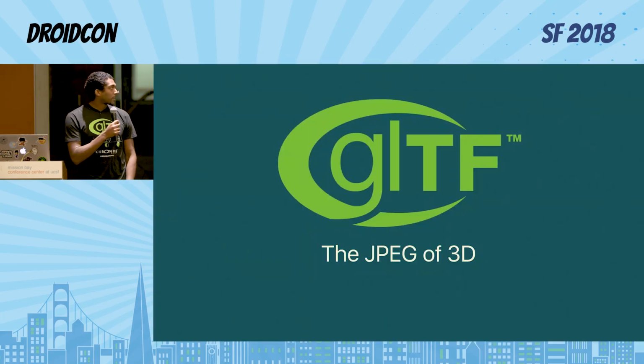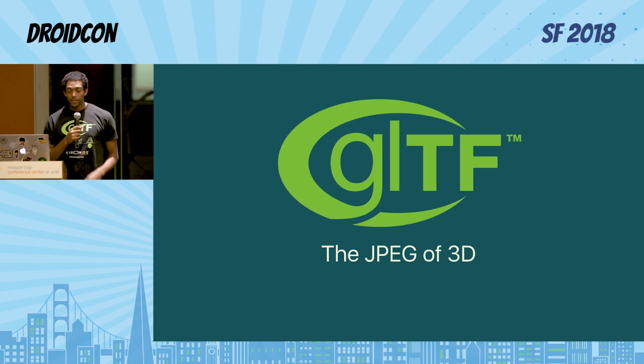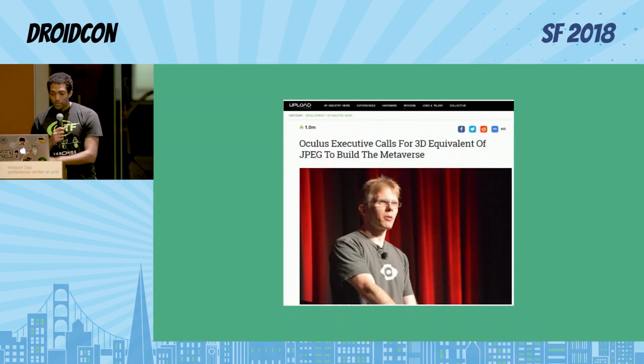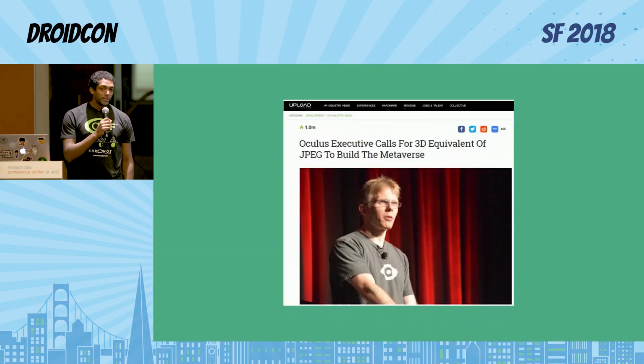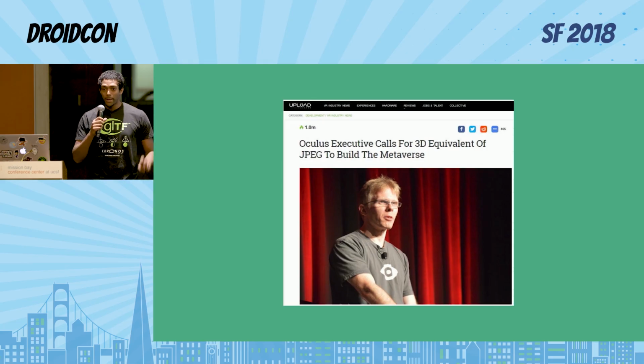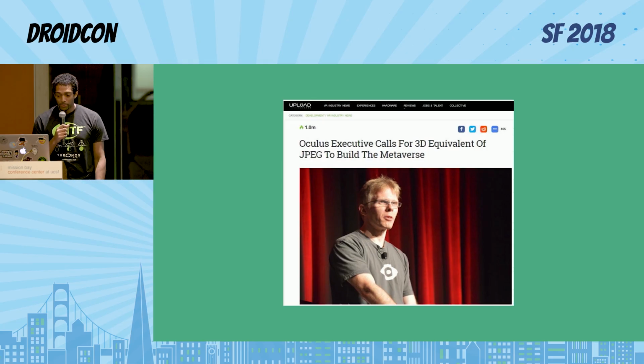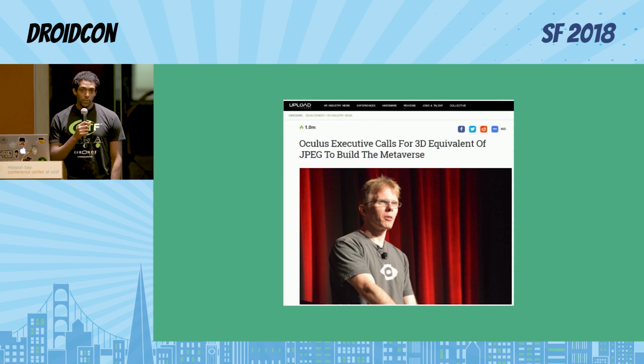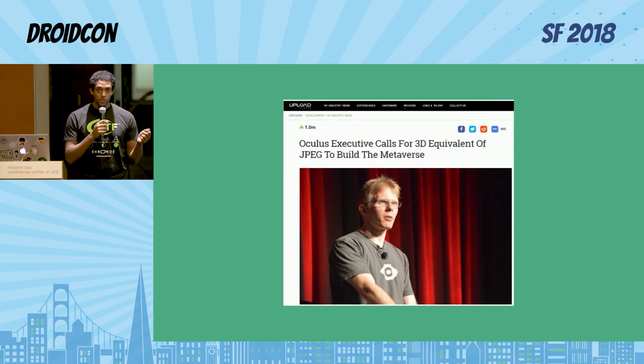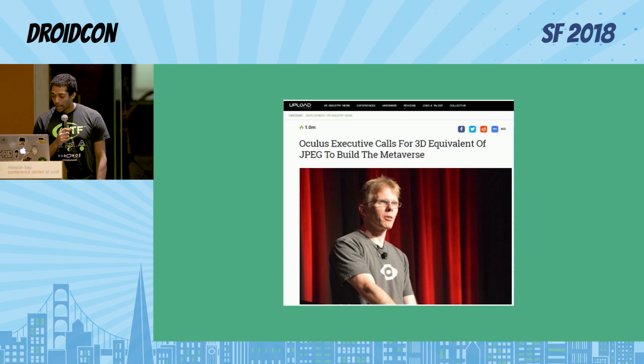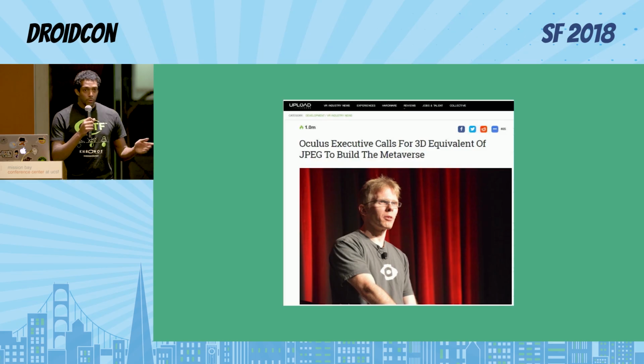So let's get into the actual format itself, glTF, and why we call it the JPEG of 3D. Back in the day, John Carmack, who's the CTO of Oculus, called for the creation of the JPEG of 3D to build the metaverse. What he was asking for is we didn't really have a 3D transmission format. We had formats that were used as interchange within different authoring pipelines locally on the artist's machine, but we didn't have anything for delivery over the web in an efficient way.